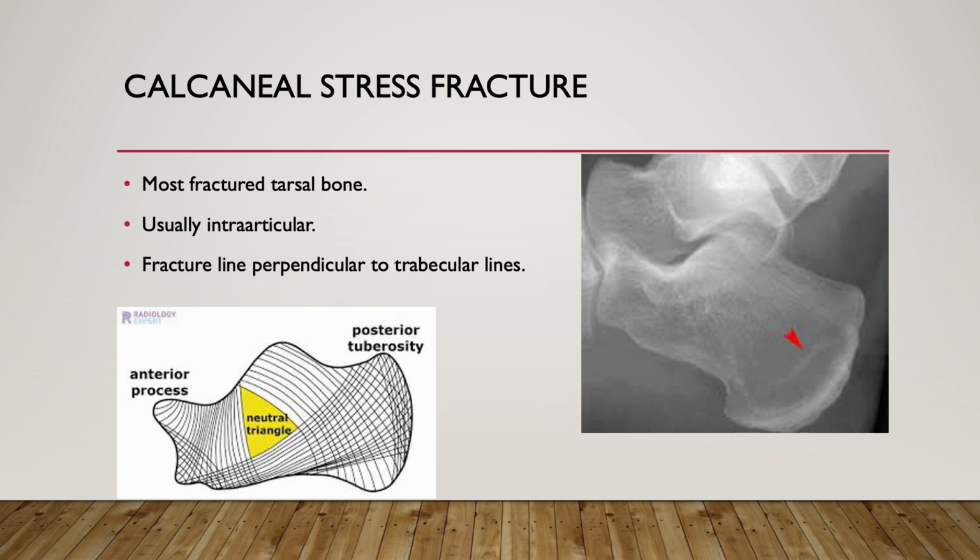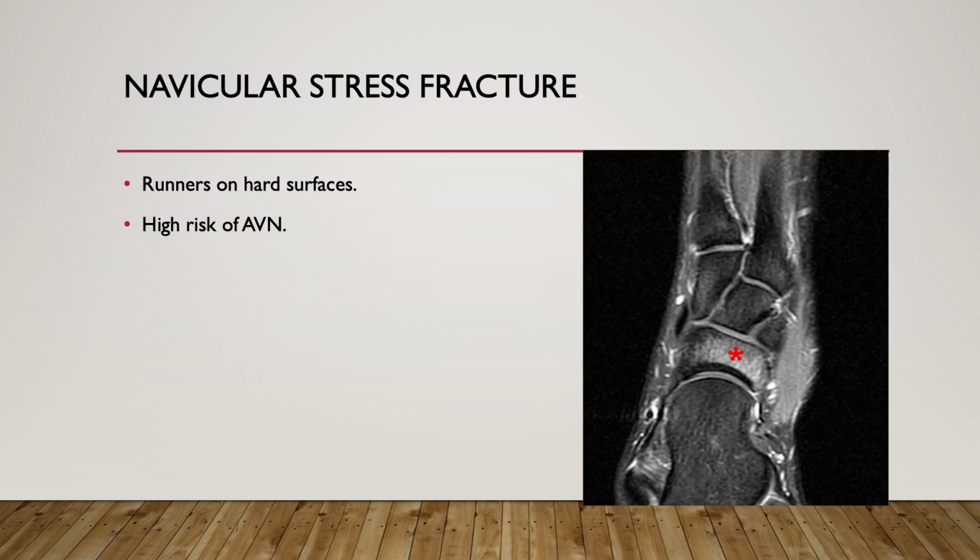Now we have calcaneal stress fracture. So the calcaneum is the most fractured tarsal bone, and usually intra-articular fractures are present in the calcaneum. The fracture line is generally perpendicular to the trabecular lines. So this is just for your understanding. There are certain trabecular lines. So the fracture line generally occurs like this or this, bisecting this. The lines denoted by these are generally bisected like this perpendicularly. Okay, there is something known as a neutral triangle in between.